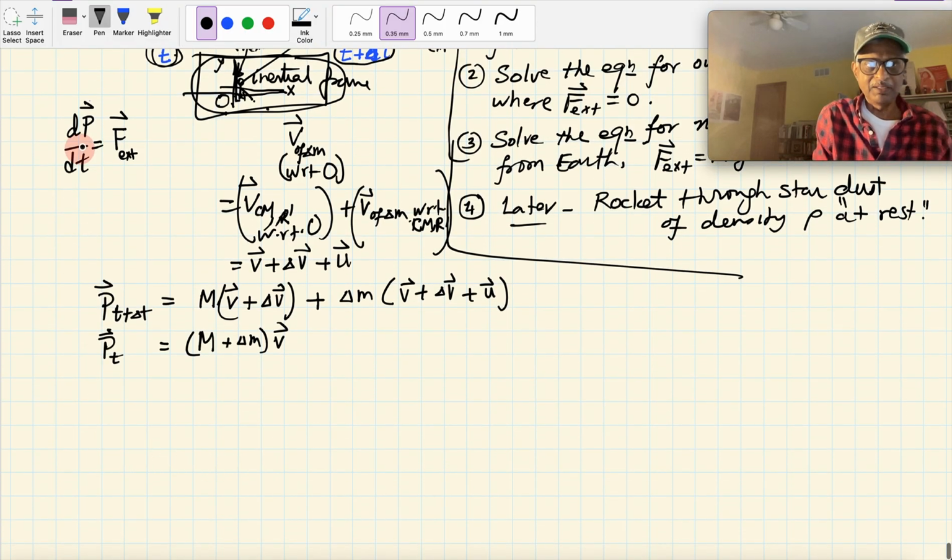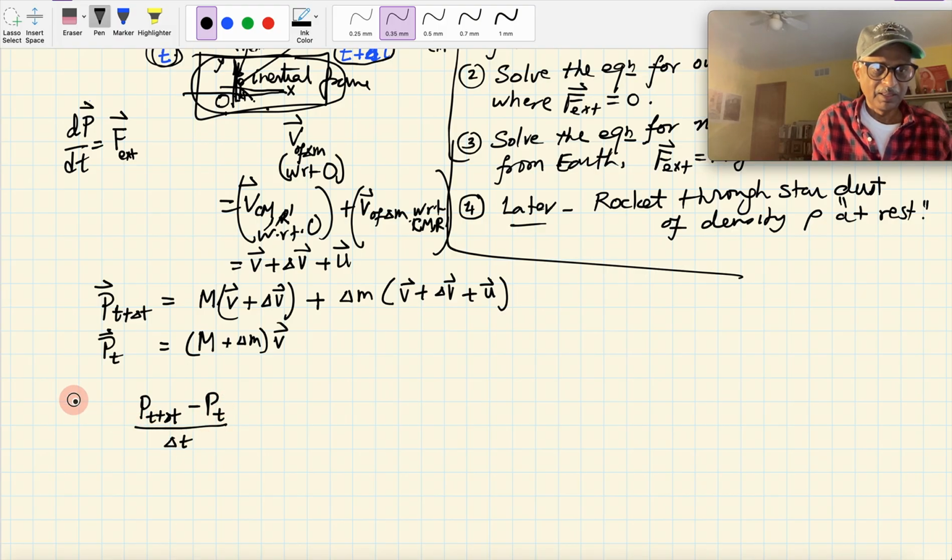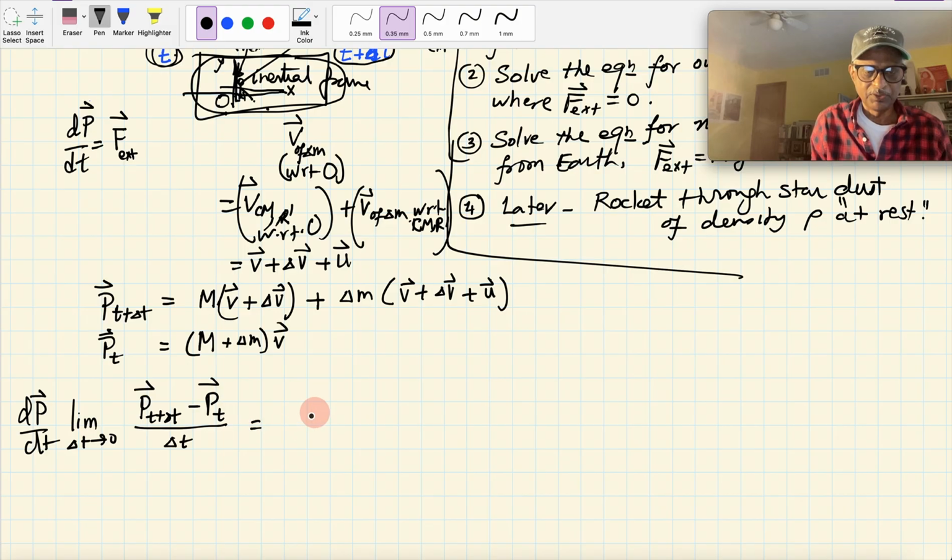Now we need to subtract this and divide by delta t, take a limit, right? So p of (t plus delta t) minus p of t, over delta t, and take the limit as delta t goes to 0. This is the process I have to do to get dp/dt, and this is all vector. You will see why I need to do it this way.